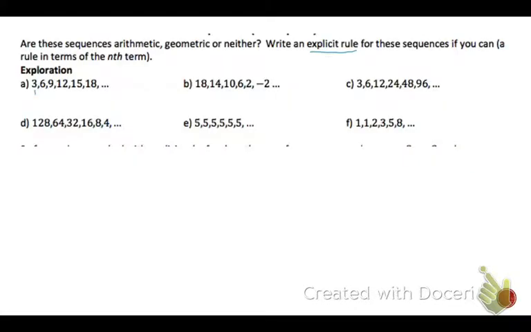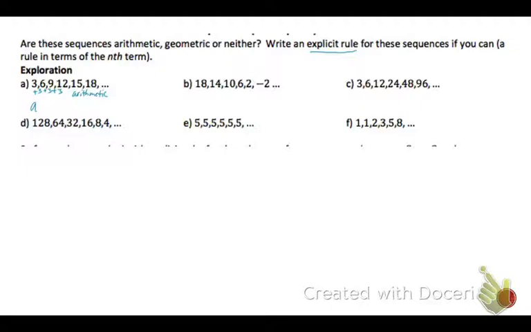Let's start by looking at some sequences, and let's determine if they're arithmetic, meaning a linear pattern, geometric, something like an exponential pattern, or neither. We're going to write an explicit rule for these sequences, if we can, in terms of the nth term. Okay, so we've got our first sequence, 3, 6, 9, 12. So our difference is we're adding 3 every time. So if we are increasing by a constant, then that'll be an arithmetic sequence.